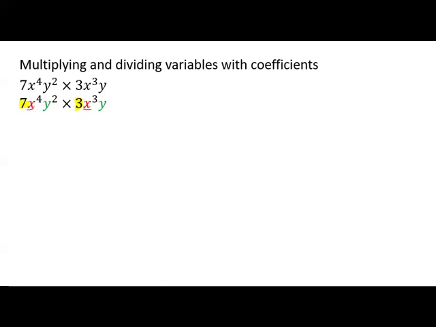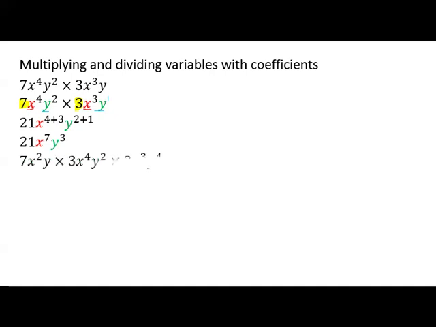And with y, you will multiply y with y, same variable, then you add the exponent. Please note that the exponent of the second y is 1. When the exponent is not written, just know that it is 1. This will give you 7 times 3, as I said, will be 21. And you will add 4 with 3 as the exponent of x, and then you will add 2 with 1 as the exponent of y. This will give you 21x to the exponent of 7, y to the exponent of 3.